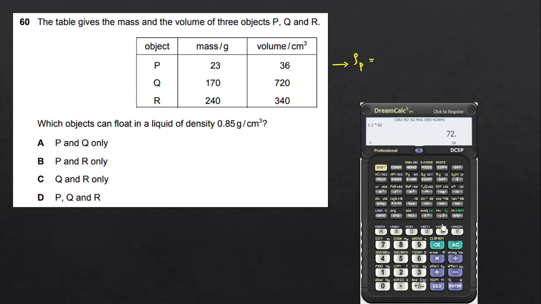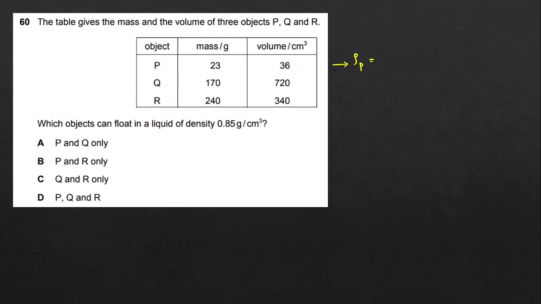Mass of object P is 23 and the volume is 36. 23 divided by 36 is 0.638. So we can call it 0.64. So this will be 0.64 gram per cm cube.